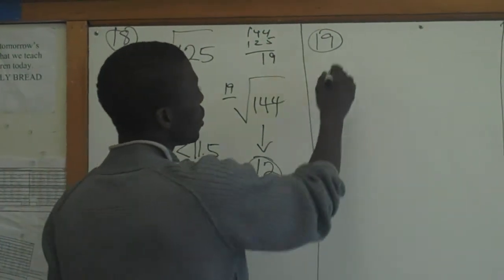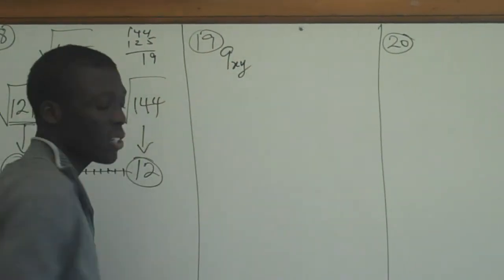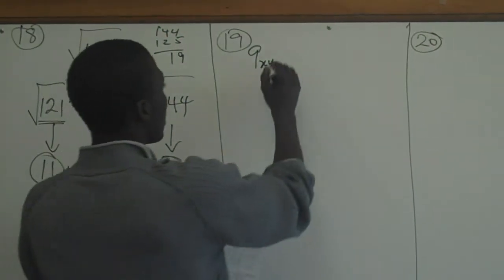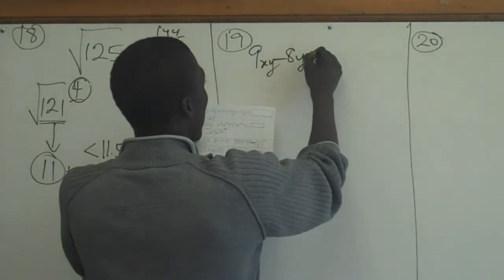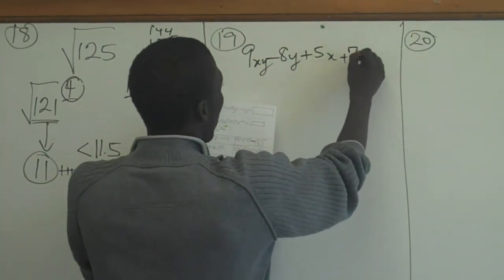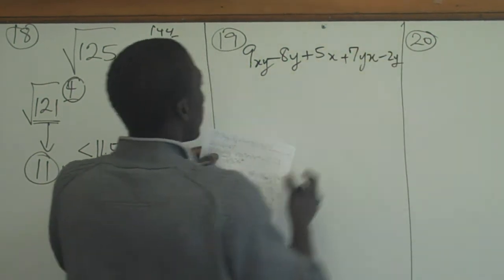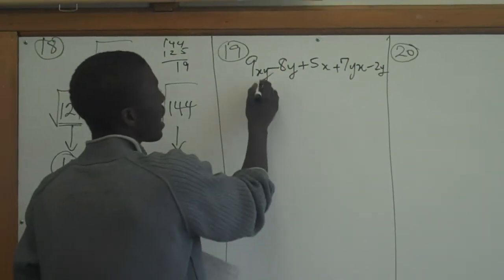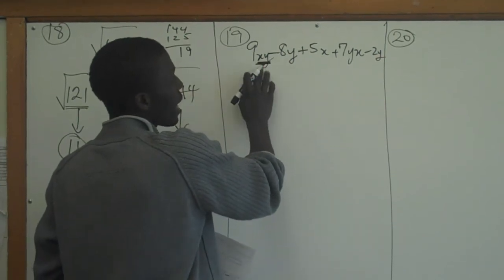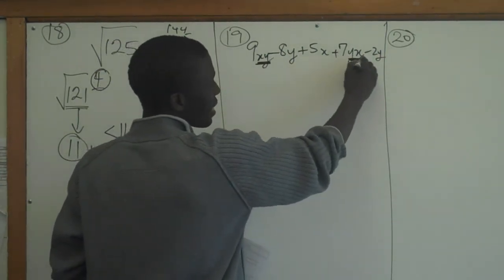Number 19 deals with a question about like terms: 9xy minus 8y plus 5x plus 7yx minus 2y. When you look at the problem, try and look at the ones that have like terms. xy is here, yx is here.